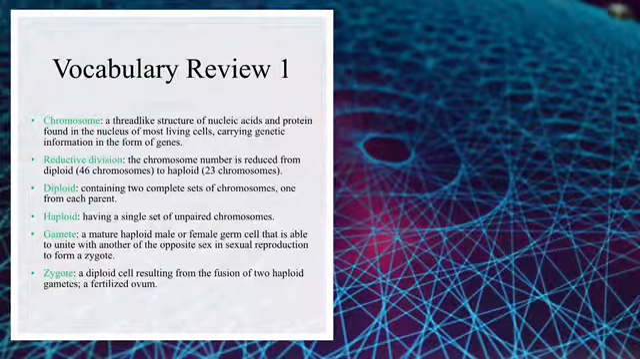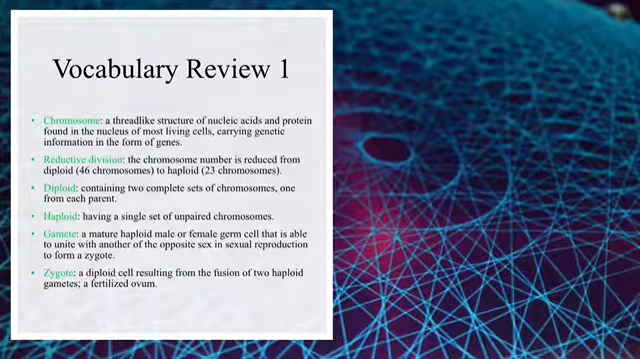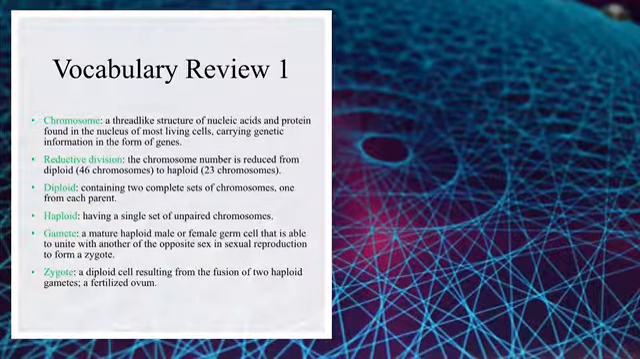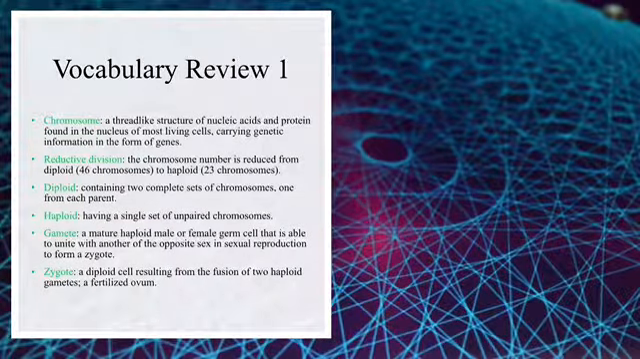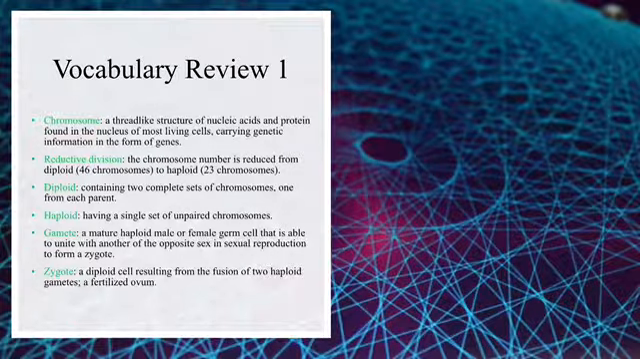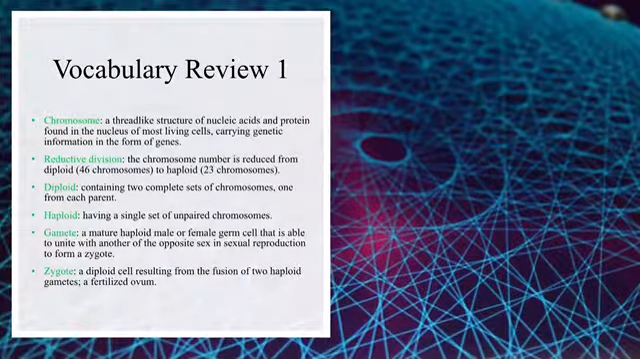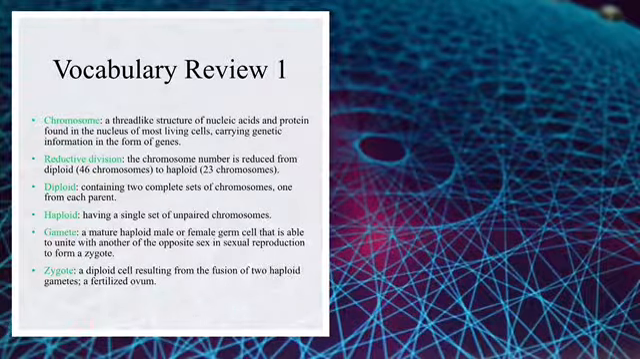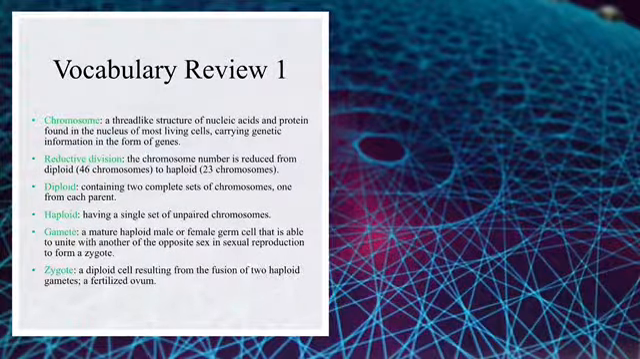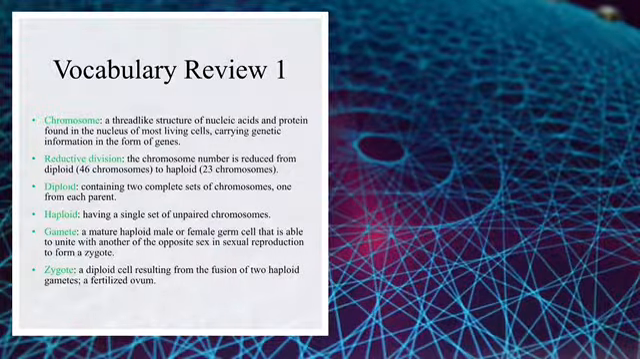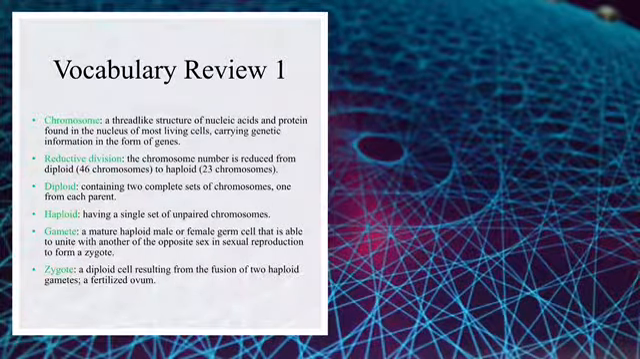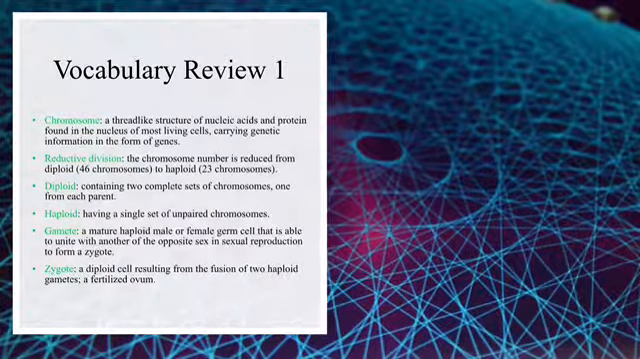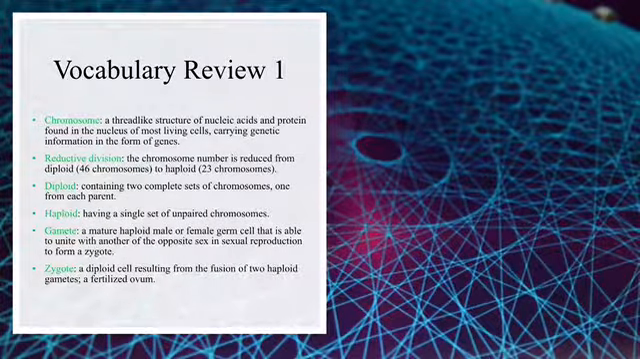First, vocabulary review. The first word is chromosome, which is a thread-like structure, which pretty much just contains genetic information in the form of genes. Word 2, reductive division, very important, is when the chromosome number, which is initially 46, is split to 23, so from diploid to haploid. Diploid, again, means containing 2 complete sets of chromosomes, so 46 in total. Haploid is having a single set of unpaired chromosomes, which is 23 chromosomes.